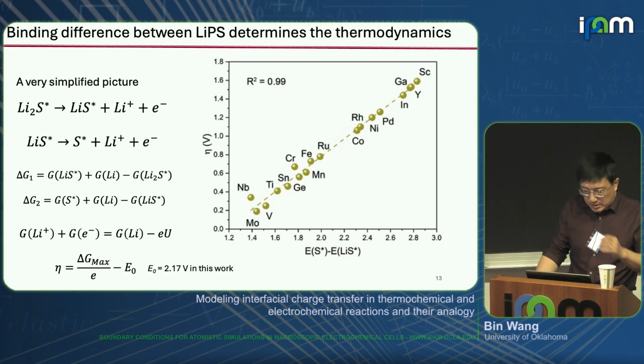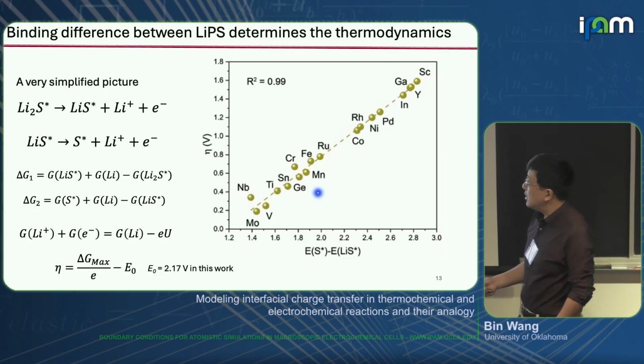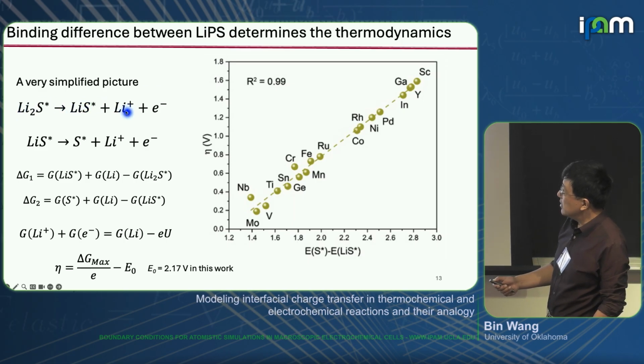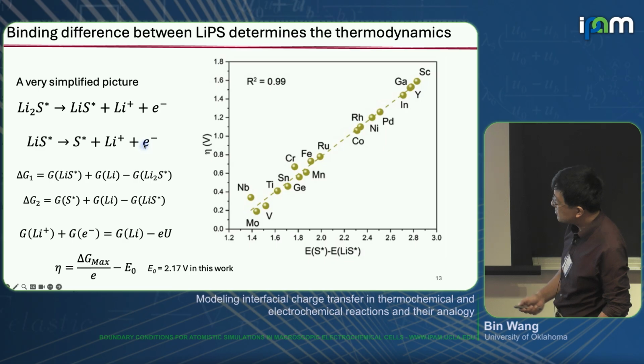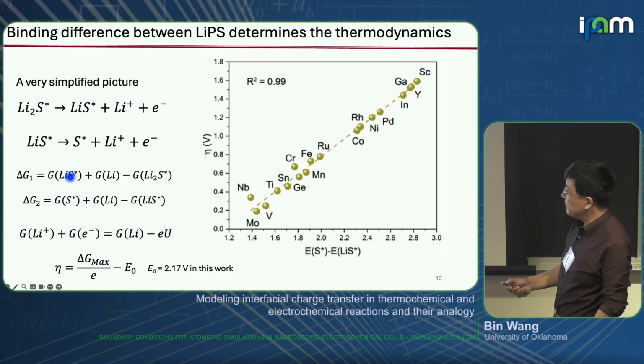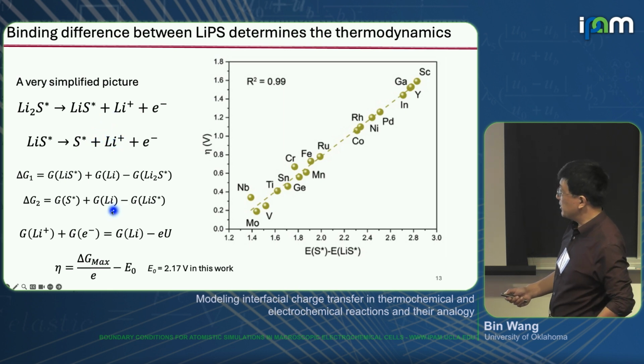Then how about the thermodynamics? So we simplify the reaction: it's a 16-electron process, but we simplify it to a 2-electron process. So in the first step, the lithium-2 sulfur just becomes lithium-sulfur, generating a lithium and an electron, and then this lithium sulfide will be further oxidized, releasing lithium plus. Now you can calculate the reaction energy, the delta G of each reaction, and you choose the most difficult one, and you can convert it to the potential.